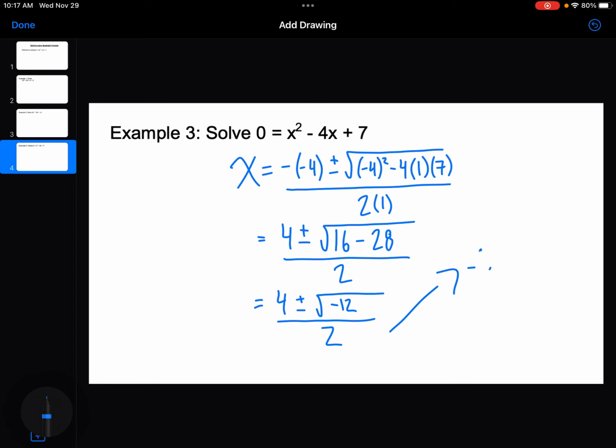And here you could say, therefore, no solutions, because you can't take the square root of a negative value. But you do have to be careful that underneath that square root symbol, you've actually done the algebra correctly, because one of the most common mistakes is getting a negative value when it's not negative.